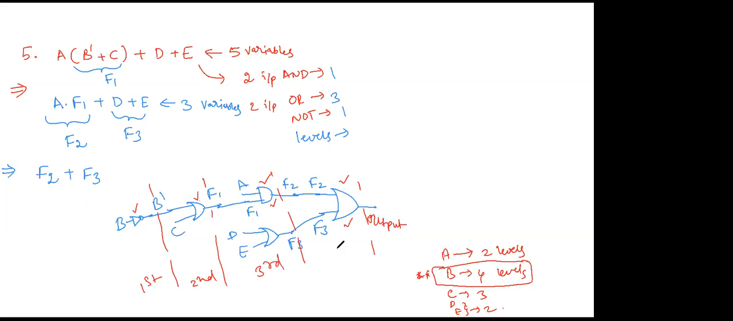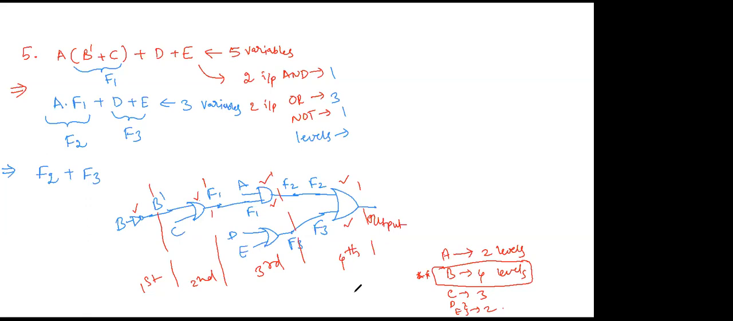We need to write the levels of the variable passing the long distance, which is having the longest path. You need to choose the longest path from input to output to decide the levels.